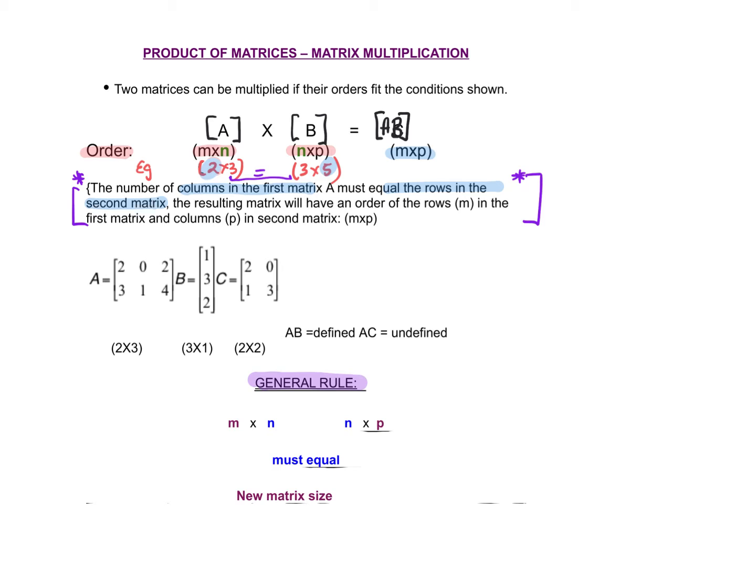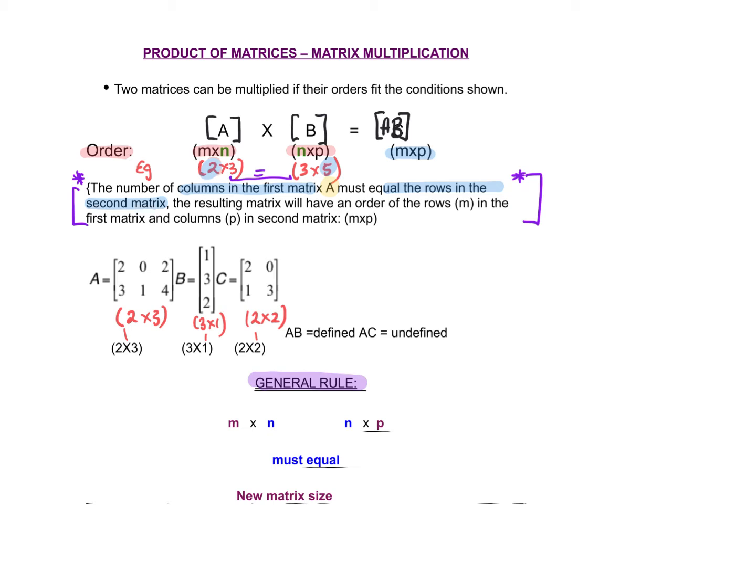Except you may be changing it, so I'll highlight it in yellow. Don't write A, write whatever the matrix is, whatever the first one is. All right, so if we have a look at these matrices here, this is our example. If I write the order underneath, this one is 2 rows by 3 columns. This one's 3 rows by 1 column, and this one is a 2 by 2.